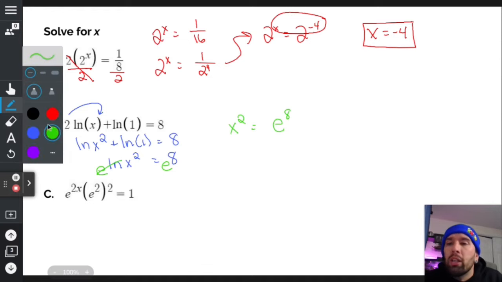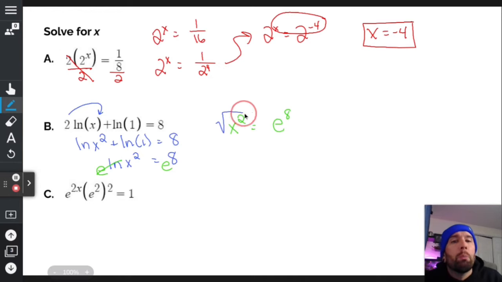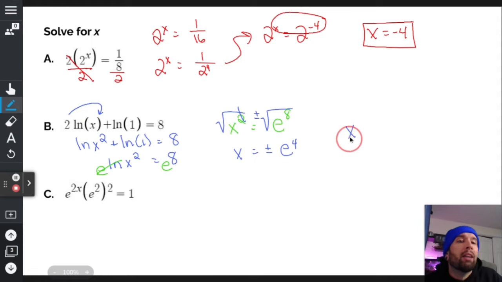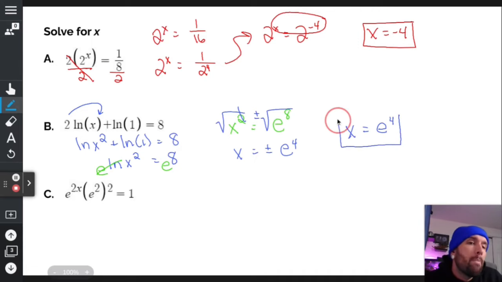Now, in order to get the squared gone, you square root both sides. Normally, when you square root both sides, you attach a positive or a negative. So that would give us positive or negative e to the fourth. However, I can't plug in negative e to the fourth because ln's not allowed to be negative, just like log is not allowed to be negative. So I'm not allowed to include the negative. So x can only be the positive version of e to the fourth. Always do that. Always plug things back in.